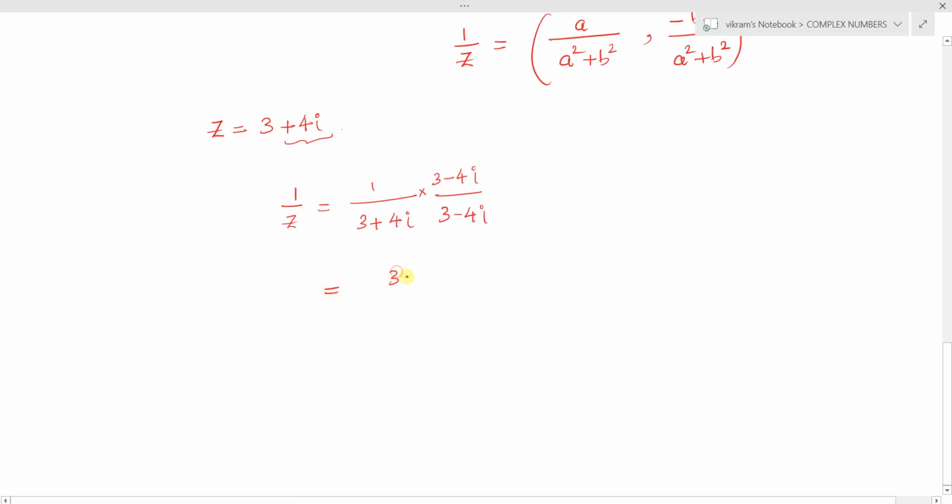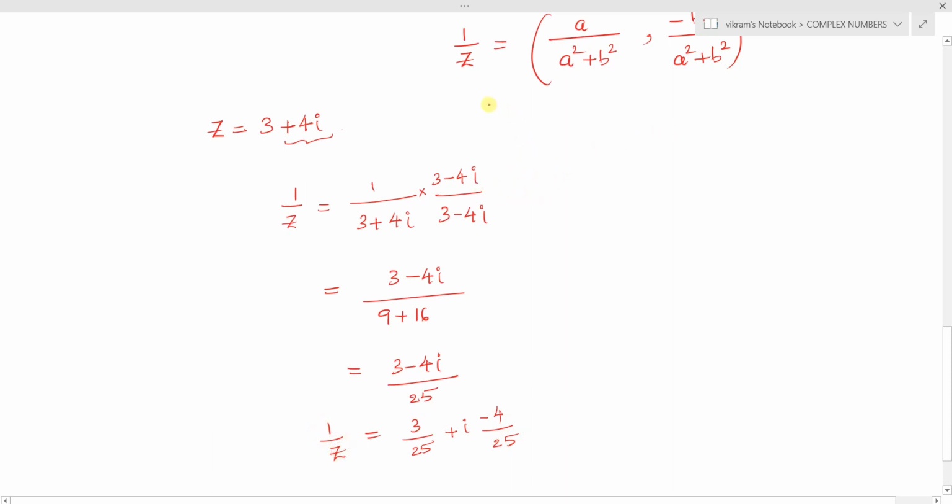We will get it as 3 minus 4i by, so simply 3 plus 4i into 3 minus 4i, 3 into 3, 9 plus 4i square. 4i square means plus, we will get 16, which is equals to 3 minus 4i by 25. Write the real and imaginary parts. 3 by 25 is the real part plus i times of minus 4 by 25. So which is the multiplicative inverse of the complex number.